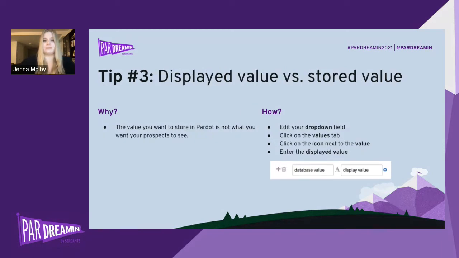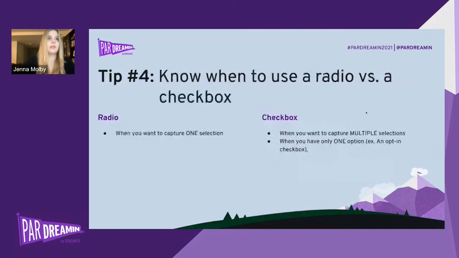Tip number three, a displayed value versus a stored value. So you have an option to select the bit value that you want to store in your Pardot database, or select one that you want your Pardot users or prospects to see. So to do this, you can edit the drop-down field, click on the values tab, and click on this A icon right next to the form field, and then you can select the display value, and this would be the bit value that your prospects see when they complete your form.